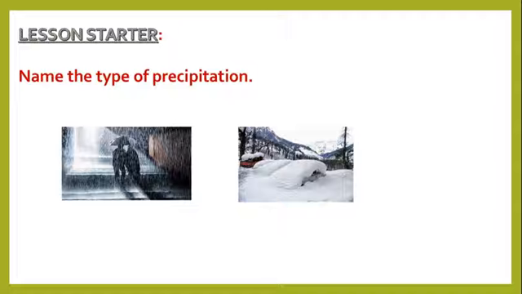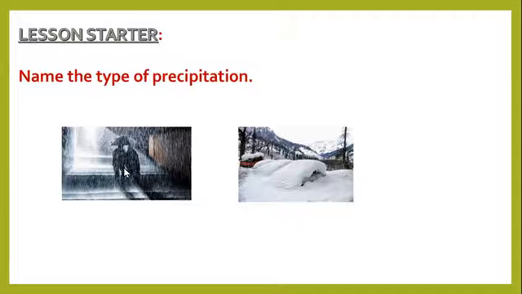Before we start the main content of the lesson, the question I have for you as a lesson starter is, I want you to name the type of precipitation each of these pictures represents. This one and this one. So, what type of precipitation? Precipitation refers to water that falls out of the atmosphere in the form of either rain or snow. That's precipitation.